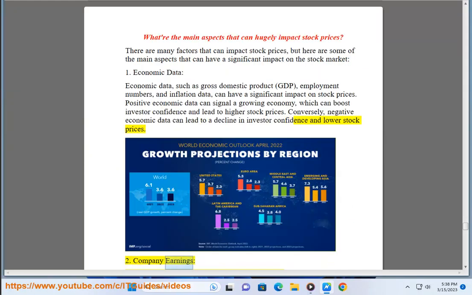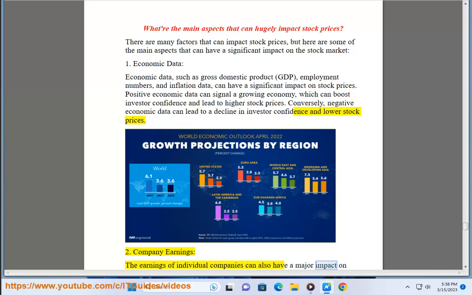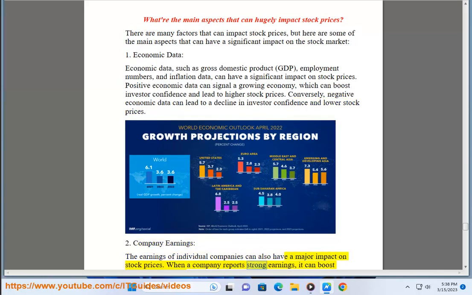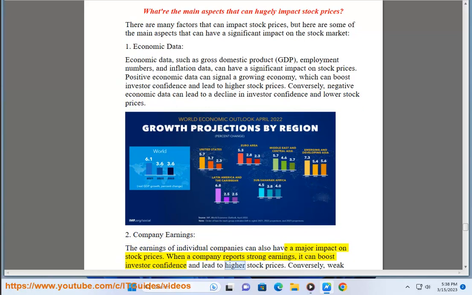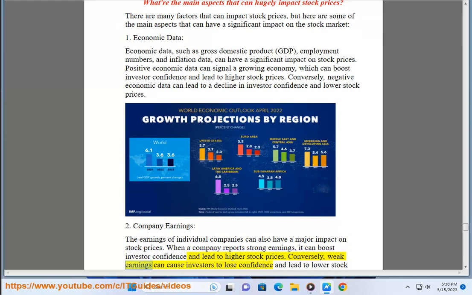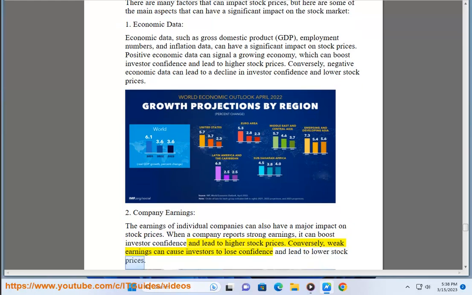2. Company earnings. The earnings of individual companies can also have a major impact on stock prices. When a company reports strong earnings, it can boost investor confidence and lead to higher stock prices. Conversely, weak earnings can cause investors to lose confidence and lead to lower stock prices.